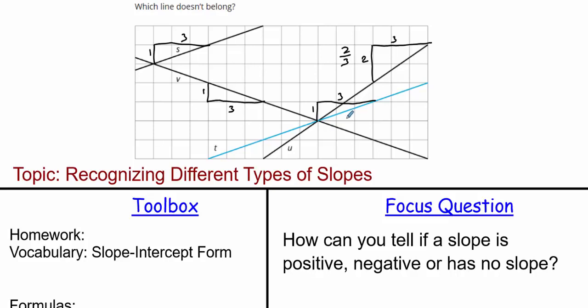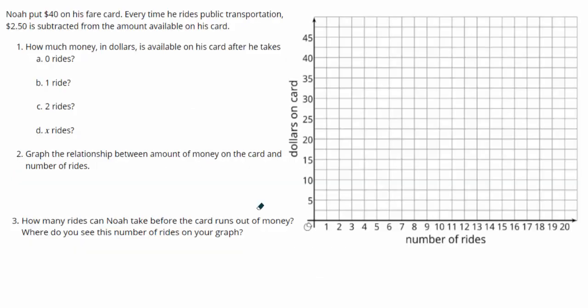But some of you may have said, wait a minute, I think it is line V because it's the only one that's going down. As you look at these from left to right, V is going down. All these others are going up. So all valid points, just depending on your perspective, right? Which one is different? Okay.